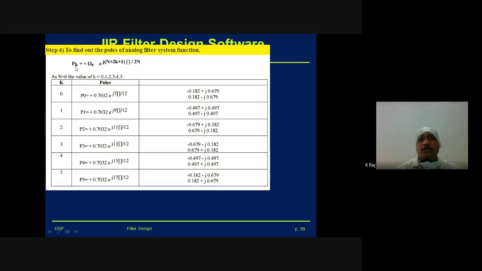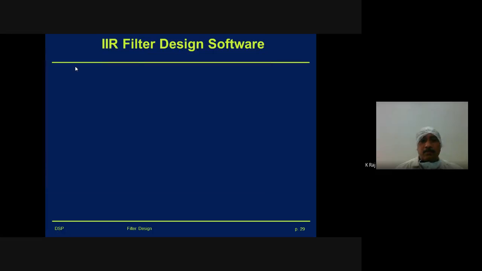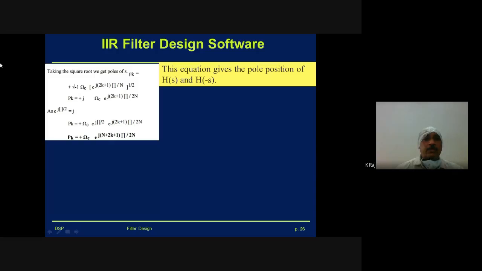P_k's means the poles, and we derived this in the previous slide. Coming to this, see here we have described how p_k will be derived. p_k is equal to plus or minus omega c multiplied by e to the power j (n plus 2k plus 1) multiplied by pi, divided by twice n.